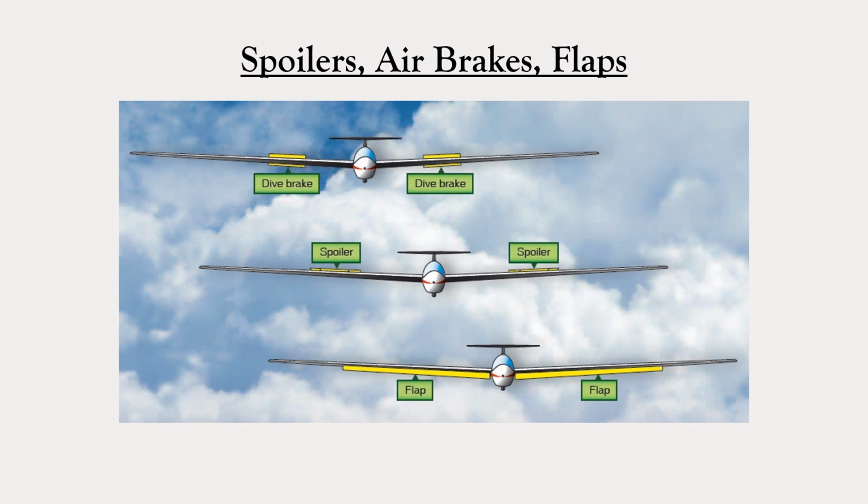Gliders usually will have some lift and drag modifying devices on the wings, which really help with controlling our glide path when we're coming into land. The surface on the bottom of the wing that sticks out, the controllable surface, is called a dive brake. The one on the top of the wing is called a spoiler. Some aircraft have both, some just have spoilers.